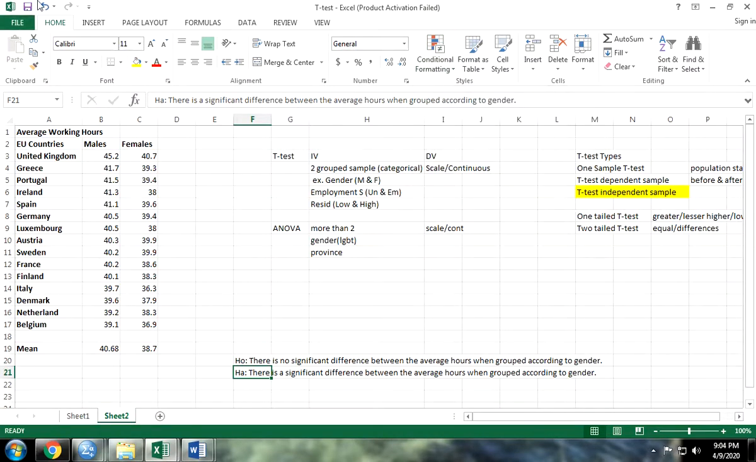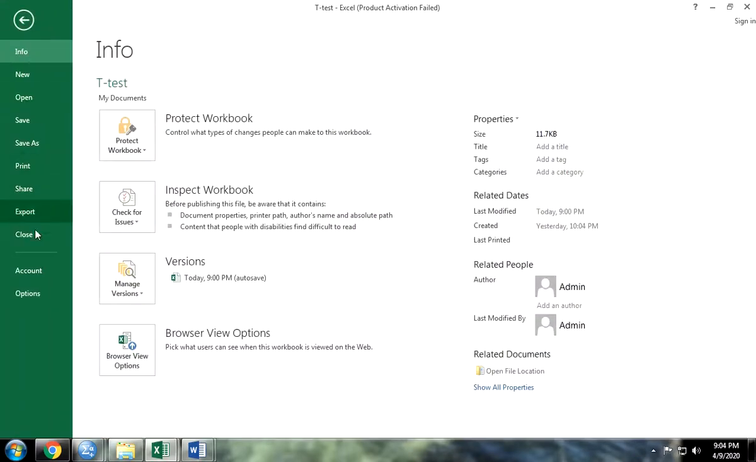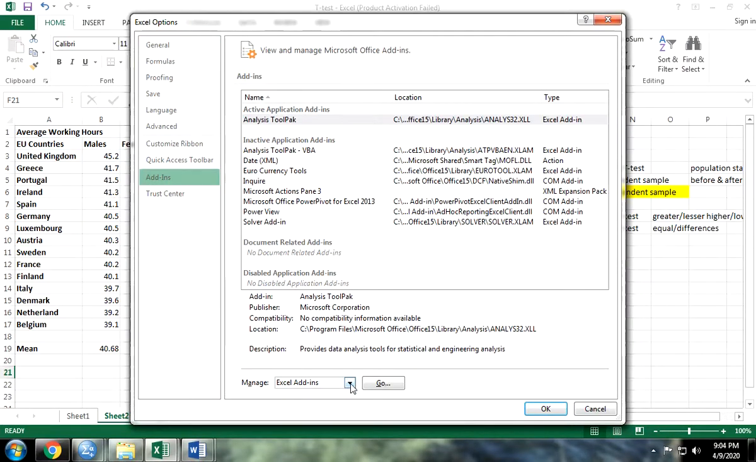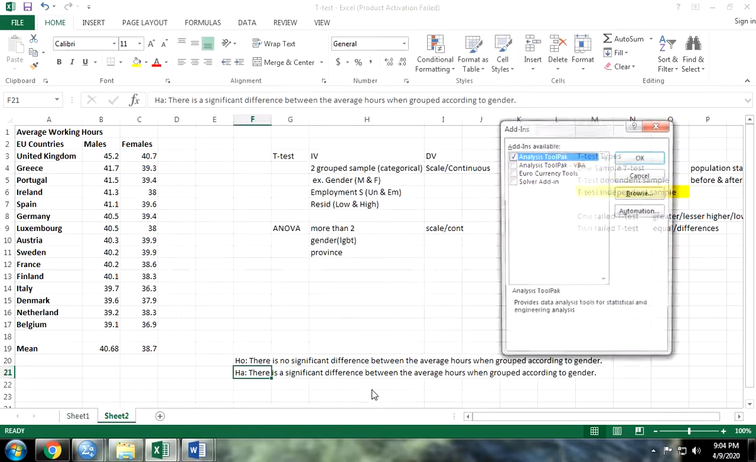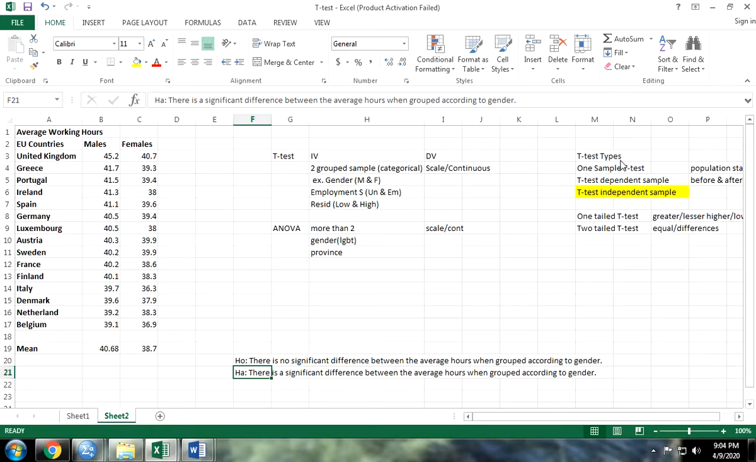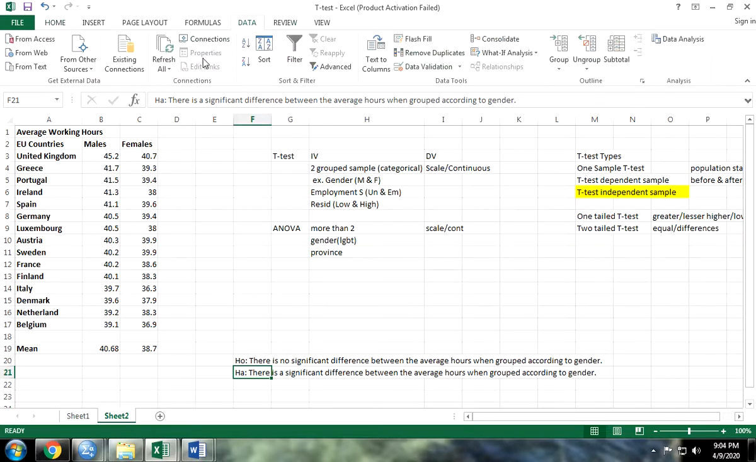For those who haven't checked our early videos, go to your options, go to your add-ins, then near Manage, make sure you select Excel add-ins, then Go. The Analysis ToolPak should be checked. Once checked, additional functions appear, mathematical functions, not just statistics. So click Analysis ToolPak, click OK. I have already activated it. Then go to your Data tab, and look for Analysis, where the Data Analysis is.